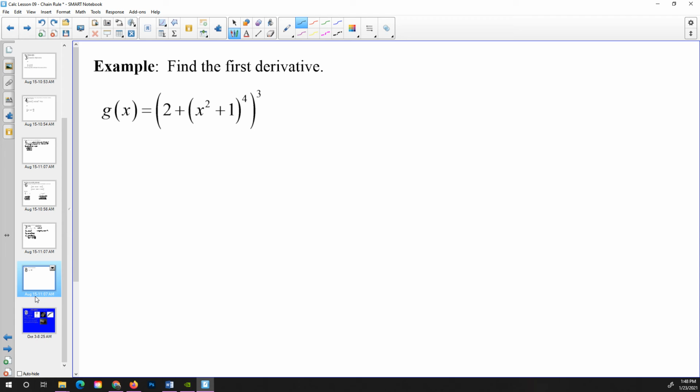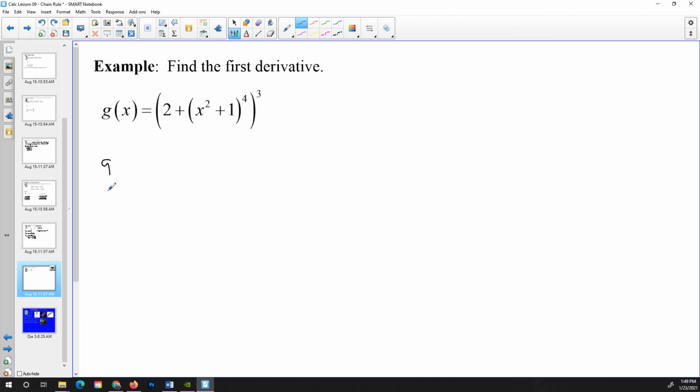Okay, find the first derivative of this function. So I, again, am trying to show that you can have composition of multiple functions. Here, my outermost function is going to be the x to the third function. My inner function is going to be this 2 plus the quantity to the fourth, and then my innermost function is going to be this x squared plus 1.